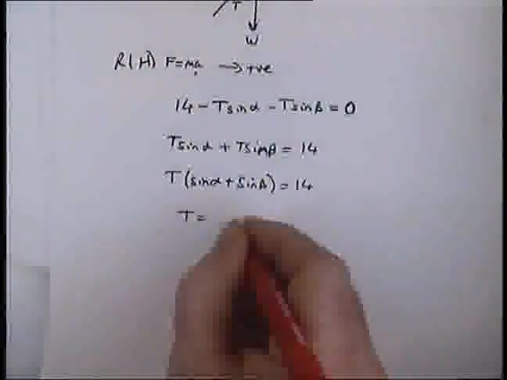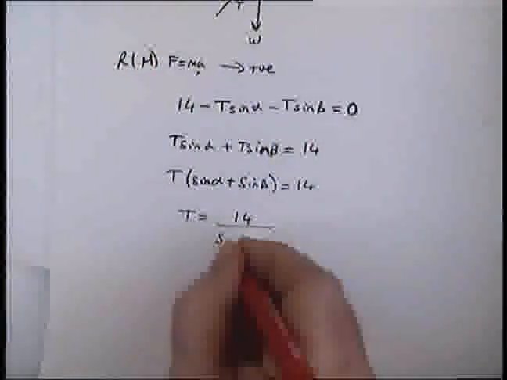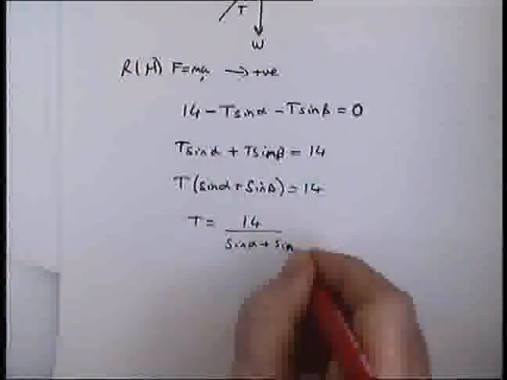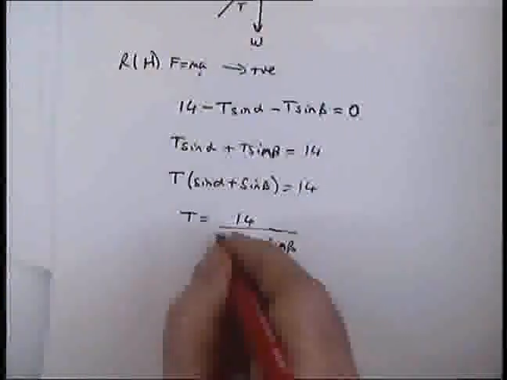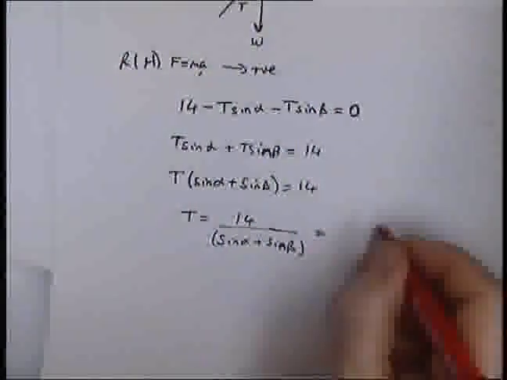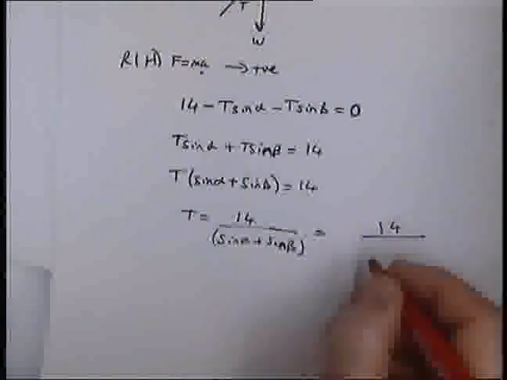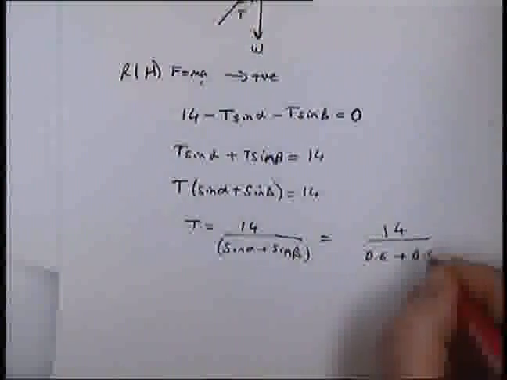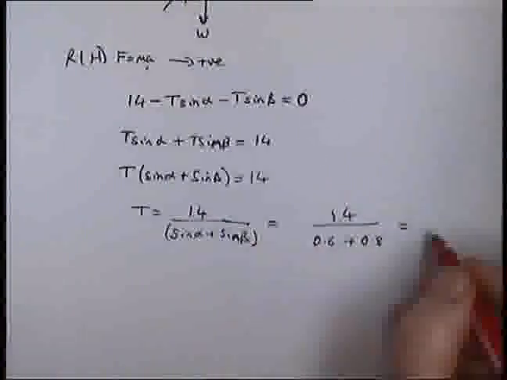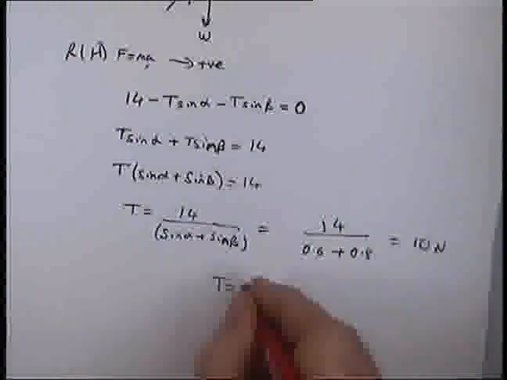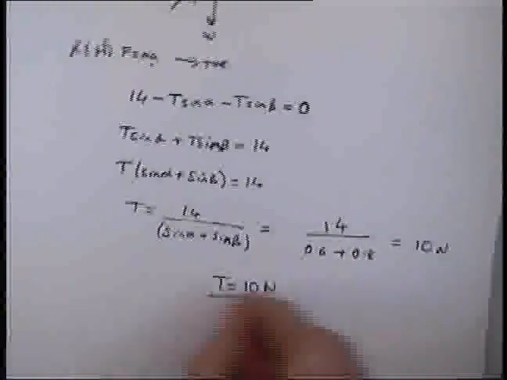So T equals 14 divided by (sine alpha plus sine beta), which is as far as you would have got if you hadn't realized that they'd given us the dimensions so we can work out sine alpha and sine beta. We know that sine alpha is equal to 0.6, and sine beta is equal to 0.8. So when you do that calculation, you get T is equal to 10 newtons.